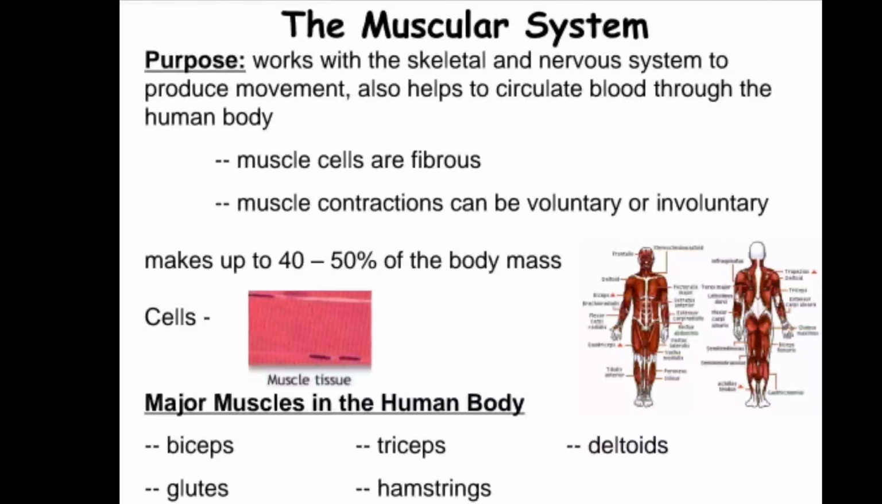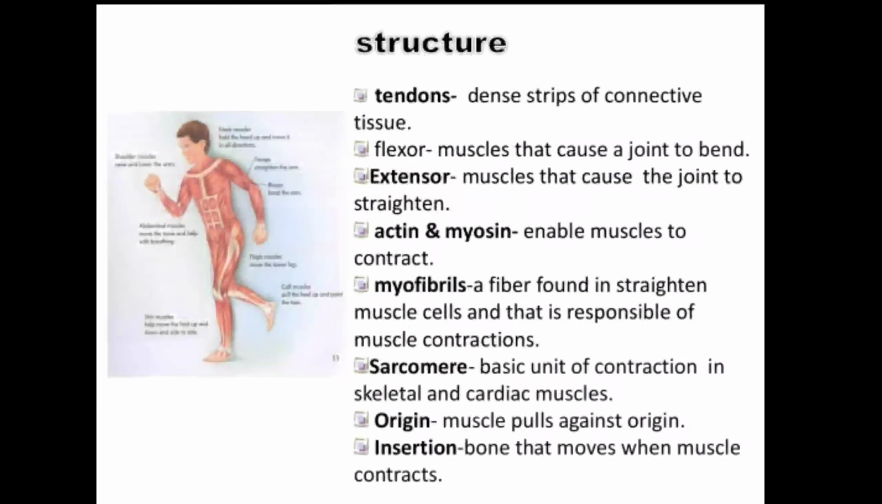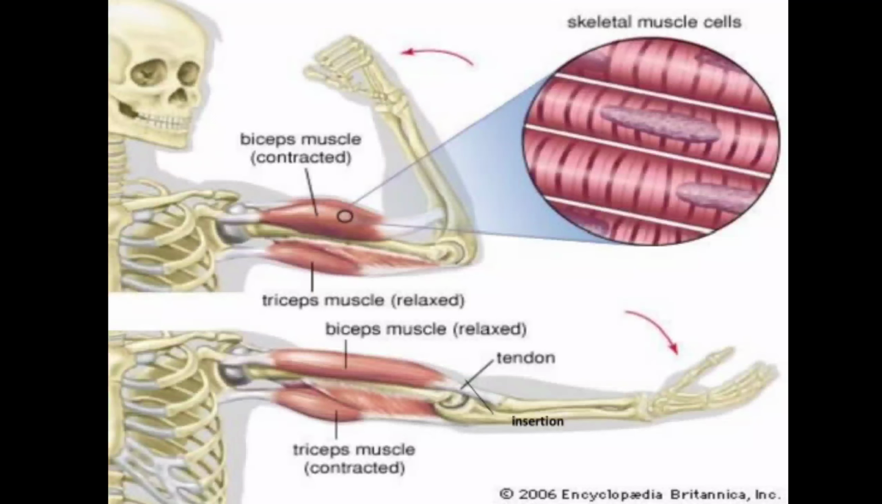The muscular system. Purpose: works with the skeletal and nervous system to produce movement. Also helps to circulate blood through the human body. Muscles work in antagonistic pairs opposite each other, and are always in a state of slight contraction. Muscles always pull. Bones do not push them. The microscopic look of muscle in our body.